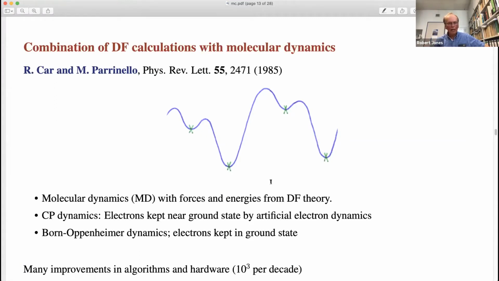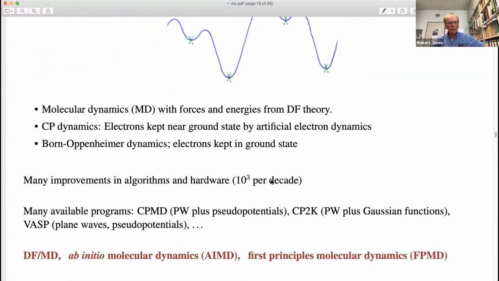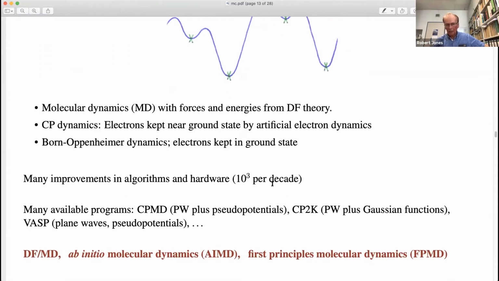There are different ways that these are implemented, and over the years, this has become a much better system. There have been many improvements in algorithms, and the hardware, of course, continues to increase in power at about a factor of 1,000 per decade. There are very many programs available.